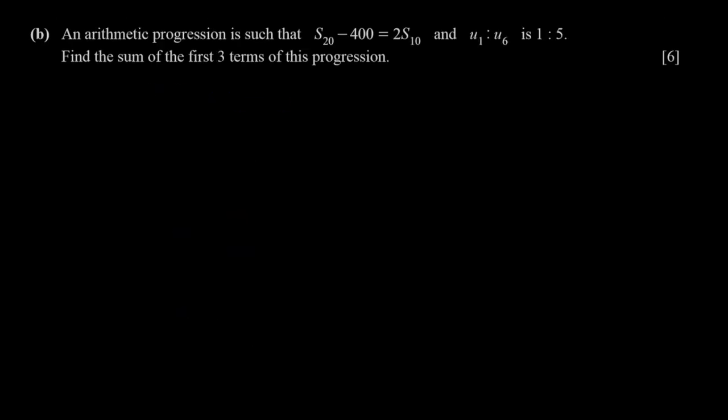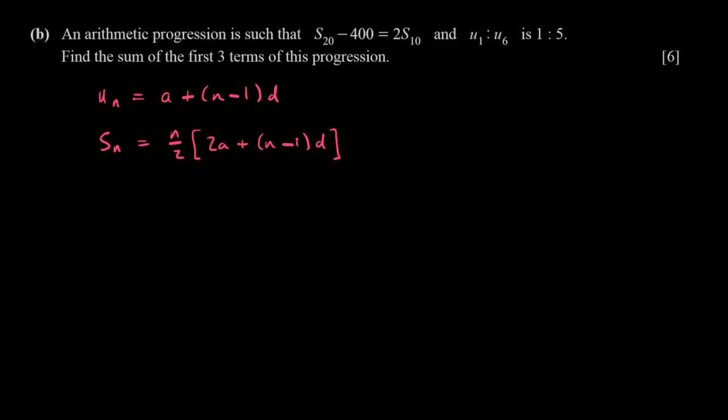Okay, then part B of this question is now with an arithmetic progression. And so really what we need to do is we need to reference the formulas. So the nth term of an arithmetic progression is a plus n minus 1 times by d. And the sum of the first n terms is n upon 2, big bracket 2a plus n minus 1d. So what we're going to be doing is we're going to be using these expressions quite a lot. So first of all, we want to use this equation here. We've got S20 minus 400 is equal to 2 times by S10.